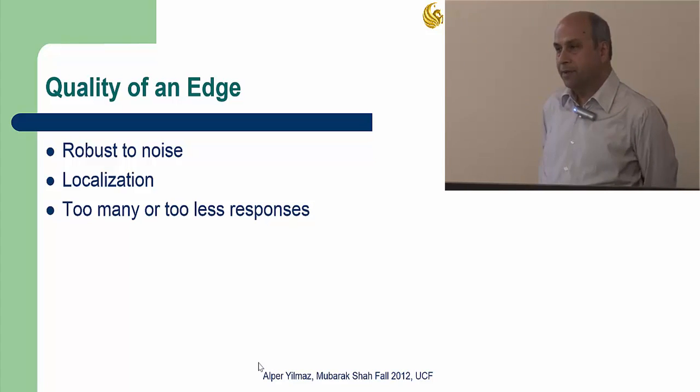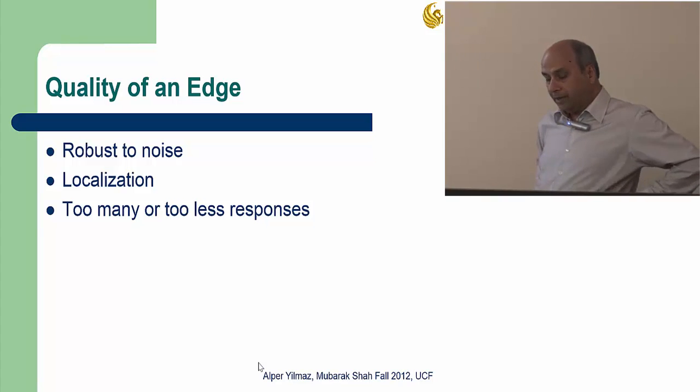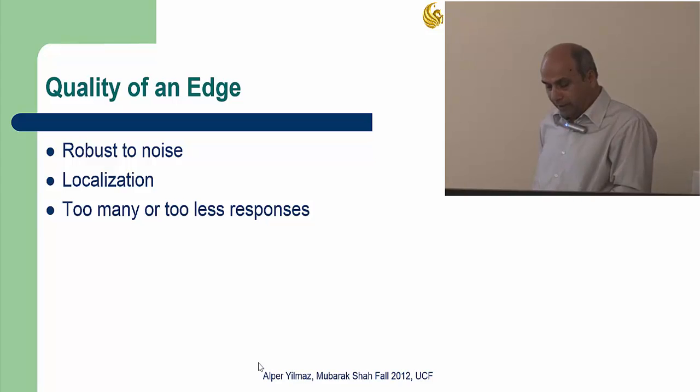Sometimes you will get too many responses. If there's only one edge, you may get thick edges. You get a couple of pixels at the edges, so we want to avoid that. These are the ideal criteria you want to look at in an edge detector, and that's what John Canny started. John Canny actually is a professor at Berkeley. He's not doing vision, he's in robotics.